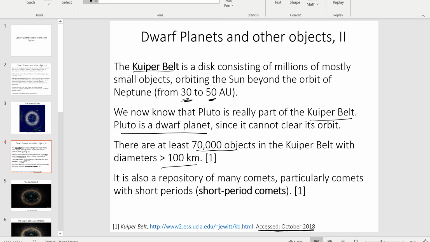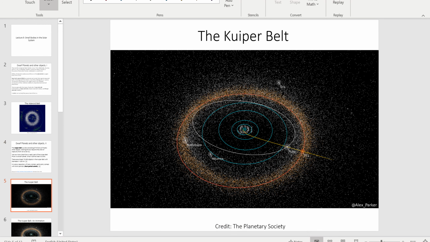Another thing you should know about the Kuiper Belt is that it is a repository of comets, particularly short-period comets. I'm going to get to the different kinds of comets in a little bit. We'll come back to this idea. But short-period comets are comets that have relatively short periods. The period is referring to the orbital period, which is the time it takes the object to orbit the sun. There are also long-period comets, but those generally live farther out from the sun. We'll get back to that in just a bit. But first, as promised, I wanted to show you the Kuiper Belt.